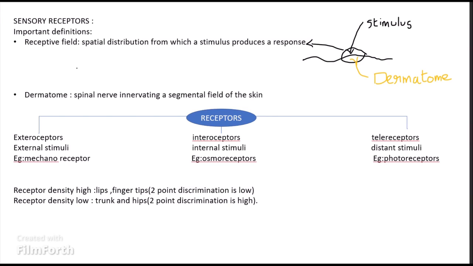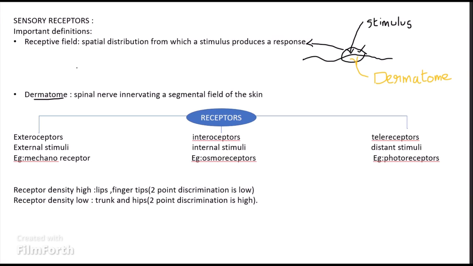What is a receptive field? This is a spatial distribution from which a stimulus produces a response. Like this is your skin. If this is your skin, the stimulus you're giving over here, the surrounding area and this area which receives the stimulus is known as the receptive field. Okay, this part is known as the receptive field.